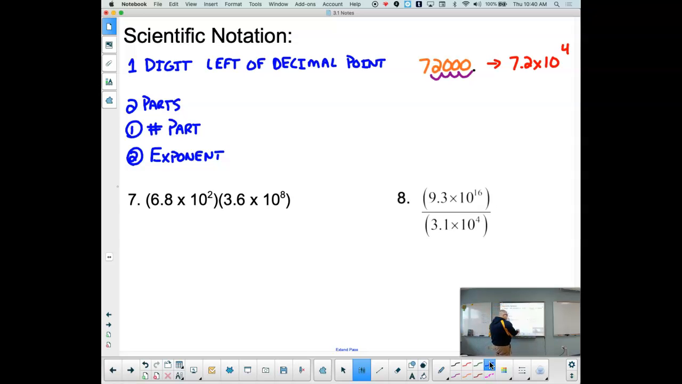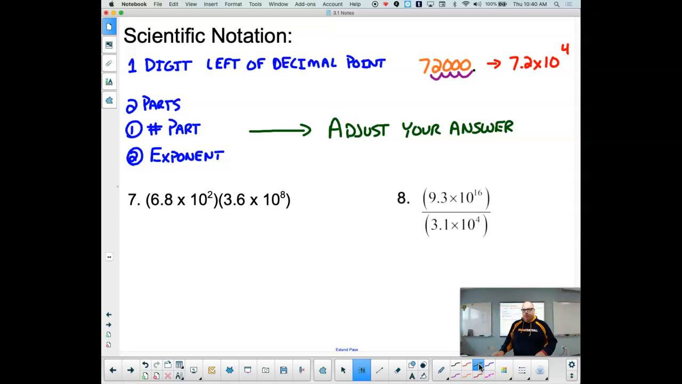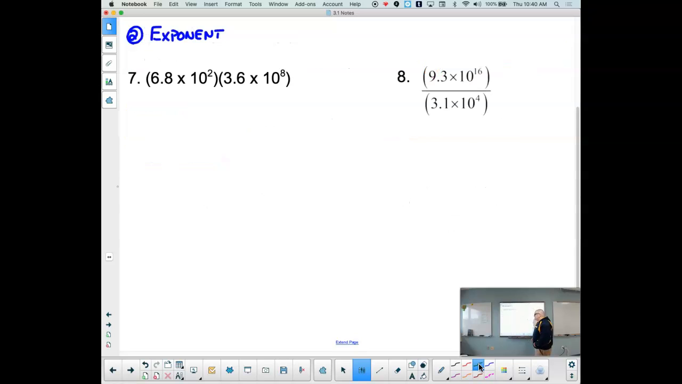When that's all said and done, then you might have to adjust your answer. Meaning you'll have to get it back into one digit left of the decimal point kind of a thing. Okay? With that being said, let's try a couple. Let's try a multiplication and a division.